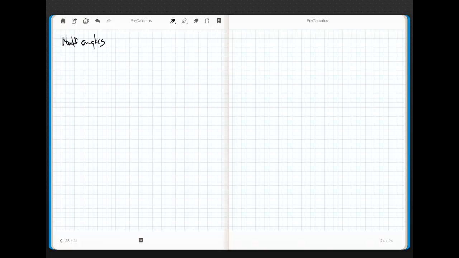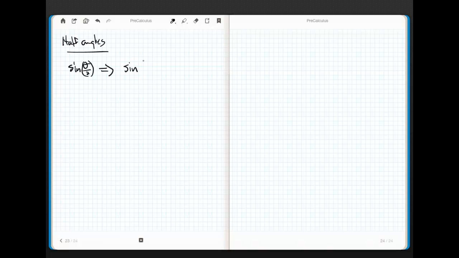Half angles. All right, now let's think about this. So what do I want here? For example, I want to know how to deal with sine of theta halves, right? So sine of theta halves. How am I going to be able to do this? Well, check this out. This is kind of clever.